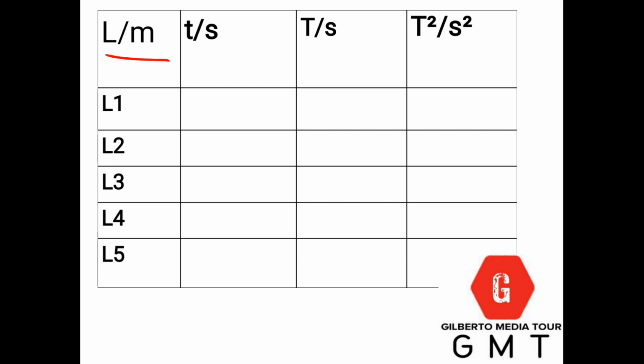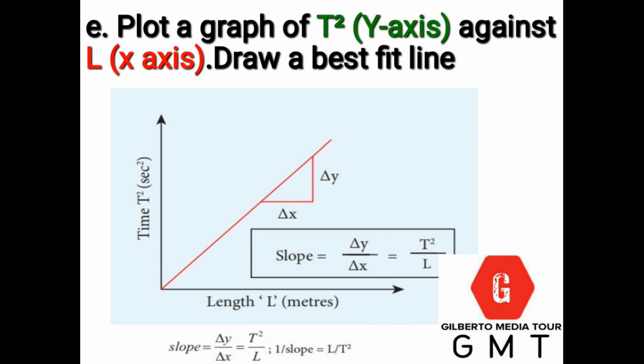The table includes length, and the time used to complete the oscillations. This is the period, the time for a single oscillation or one revolution. This is the period square. Then these are various lengths: length 1, length 2, length 3, and so on. It depends on the number of lengths we need. So this table must be done clearly to make sure that our result is reliable.